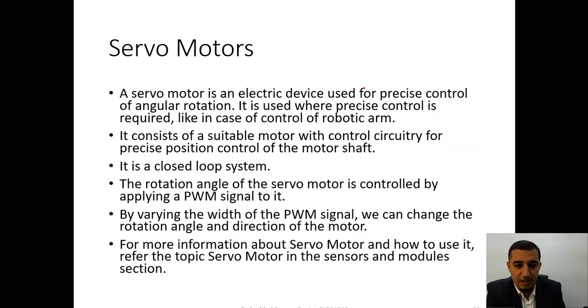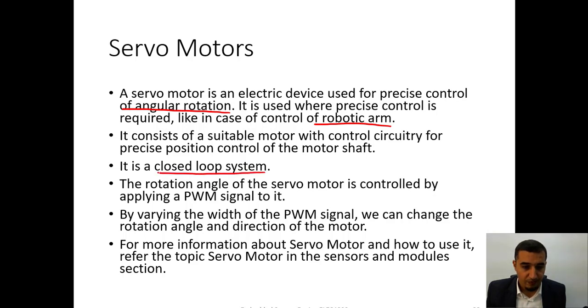A servo motor is an electrical device for precise control of angular rotation. The servo motor can be controlled to move in angles, which is very useful for robotics and for opening and closing valves. It is used where precise control is required, like the control of a robotic arm. It consists of a suitable motor with control circuitry for precise control of the motor shaft.